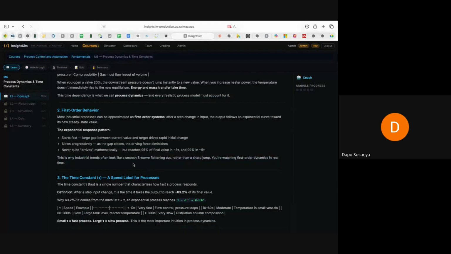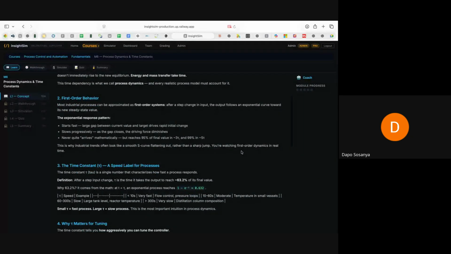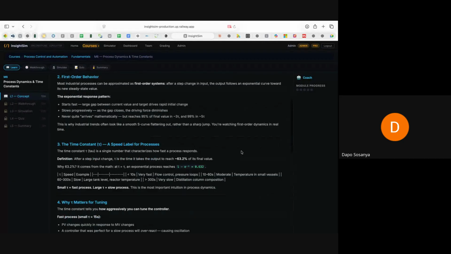Right? So for first order behavior, you never arrive at set point. There is that slight deviation. That slight deviation is a significant improvement over the proportional term. So that is what the first order behavior is.